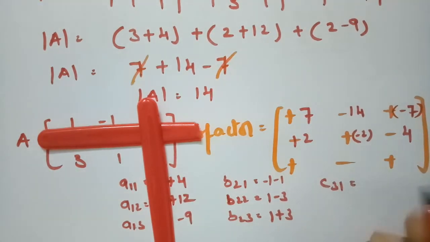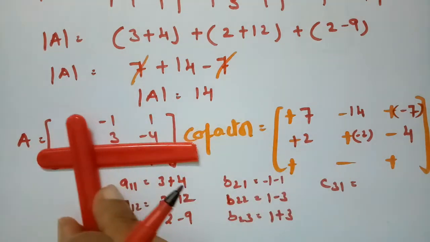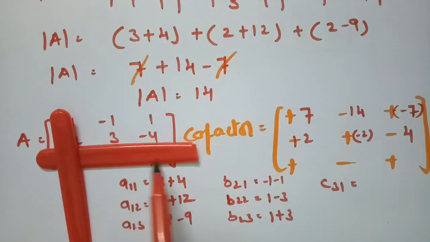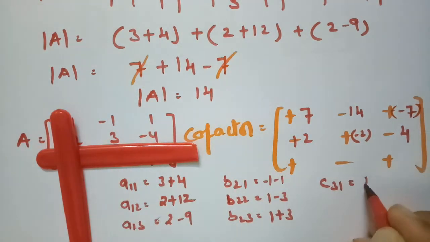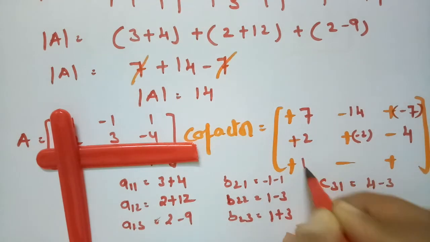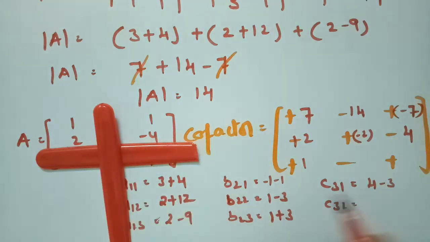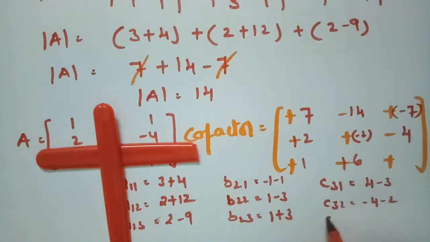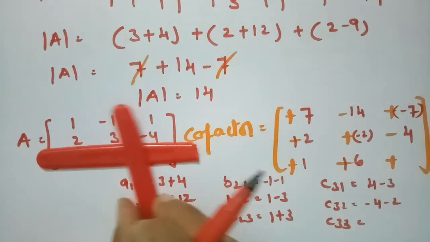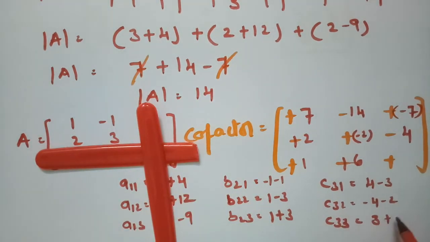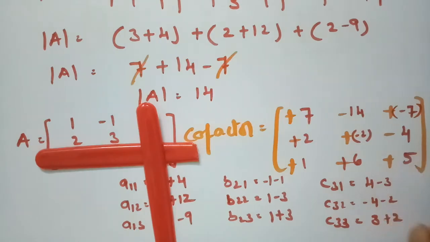And C31. So for getting C31, we have to close this corresponding row and column. This will be 4 minus 3. The value here is 1. And for C32, the value here is minus 2, minus 2. So this value is plus 6. And for C33, the value here is 3 plus 2. The value here is 5.